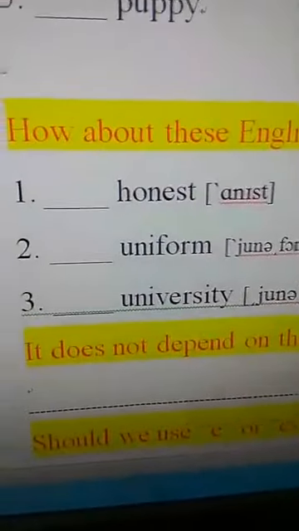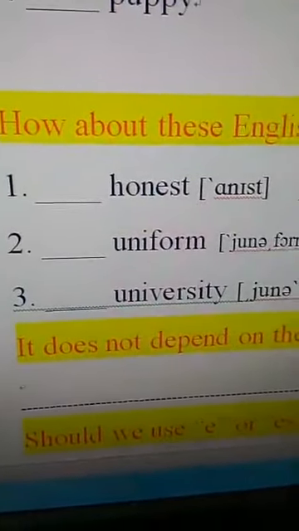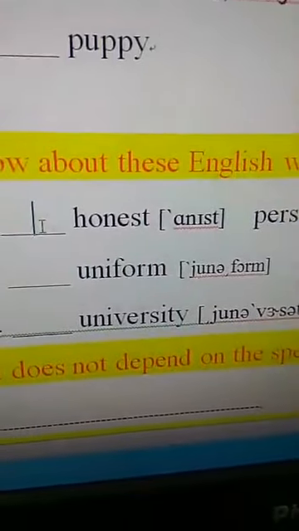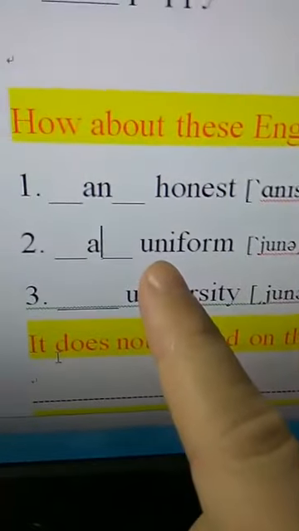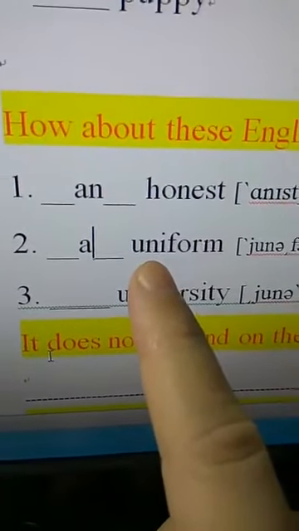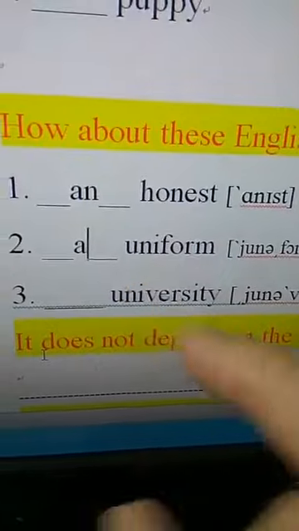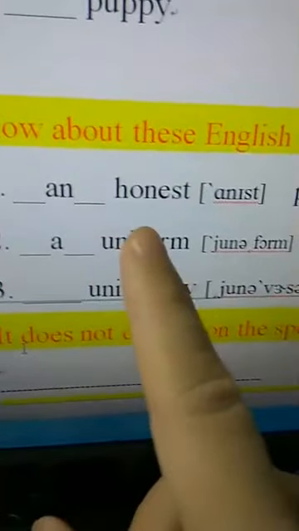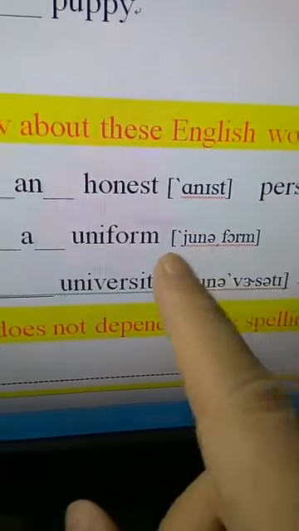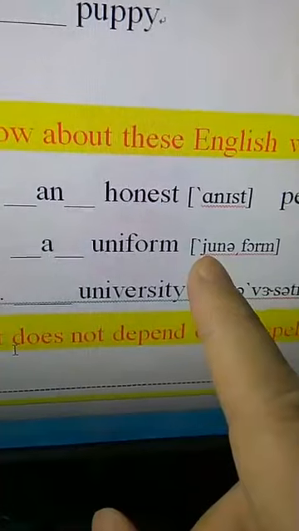So I'll type the answer for you, okay? I'll type the answer for you because this is very important. Number 1, an. Number 2, a. Some people, even some advanced English learners, still make the same mistake. Hello, Hassan? Hassan, nice to see you. A uniform. Why? We don't see the spelling. We see the pronunciation.